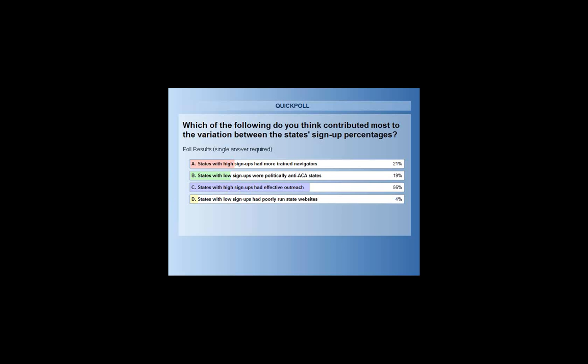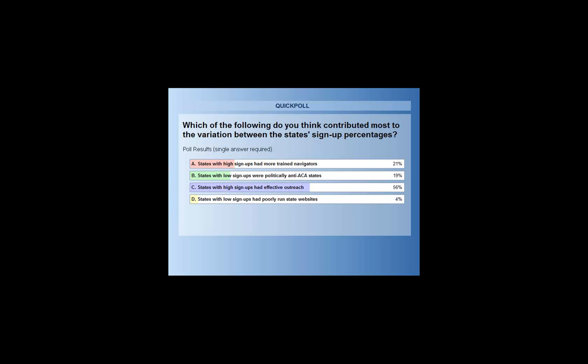So the results are in, and it looks like the majority of you, 56%, selected C. 21% of you selected A, 19% of you selected B, and only 4% of you selected D. That's interesting that the majority of you picked C. So let's take a minute to discuss the responses.